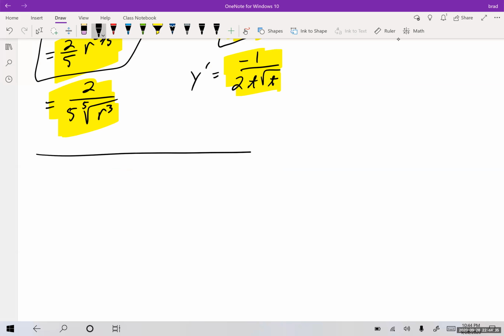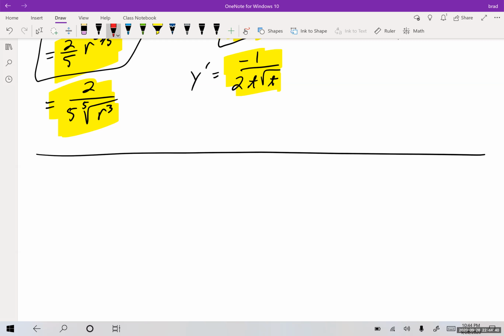Now we have a few more properties I want to write for you. Okay, so let's say differentiation rules.